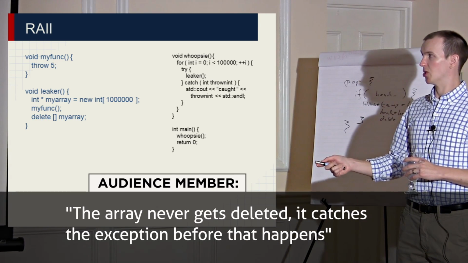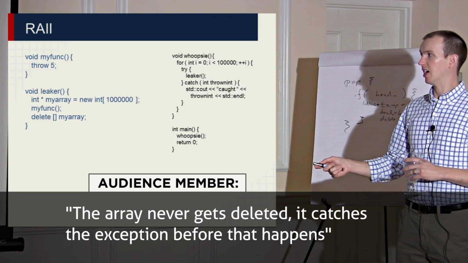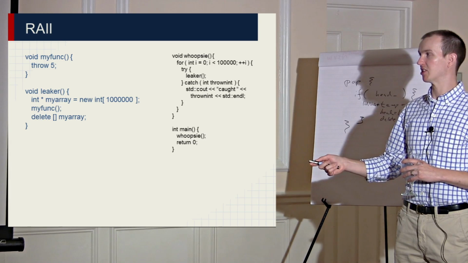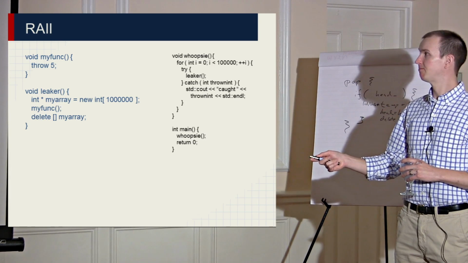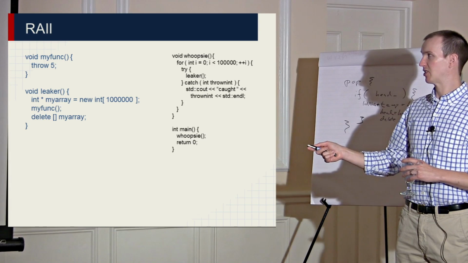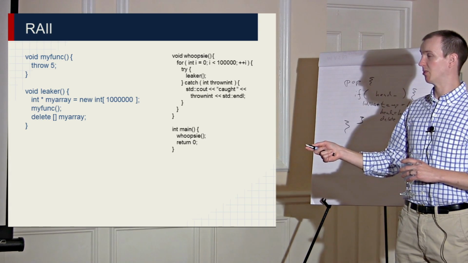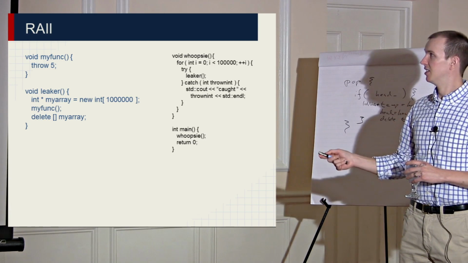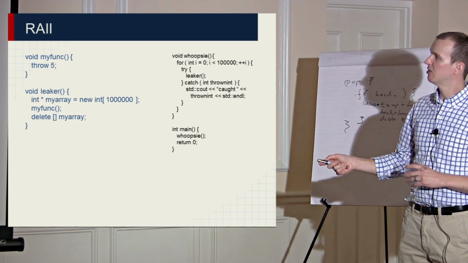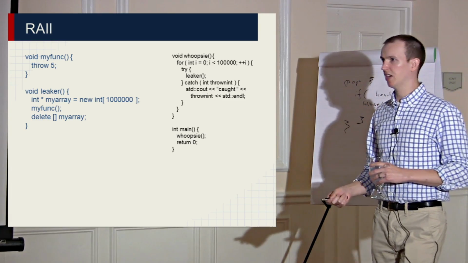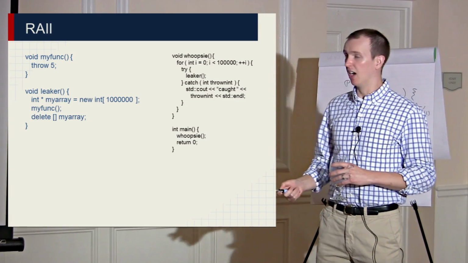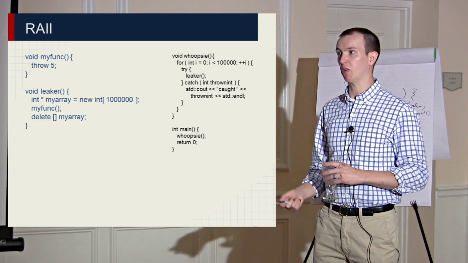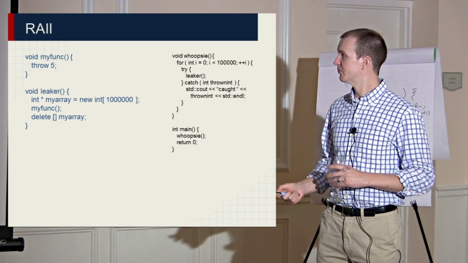So the exception gets thrown from myfunc, and so the program exits up this way. It's going to pop my array off the stack, but it's not going to execute anything down here. It's going to bounce out to here, and the exception is going to be caught. And then the program will continue. It'll go to the next iteration, and you'll do this quite a few times, allocating a meg each time, and then eventually you just run out of memory. And that's it, your program exits. And that's a bummer.